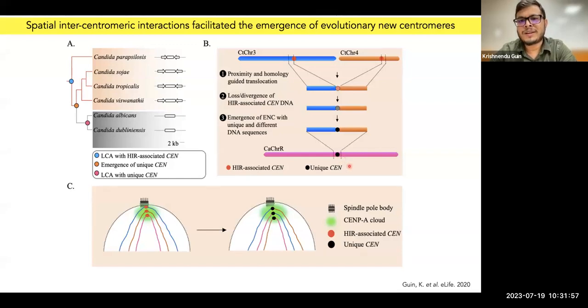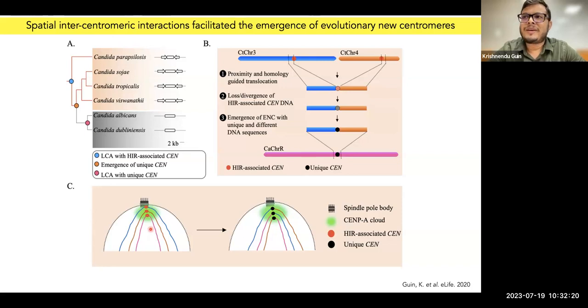So this is the model that we proposed here: the chromosome arms were extended at the centromere, mediated by the spatial proximity and sequence identity at the last common ancestor. This is the story that I worked on during my PhD, and it was published in 2020.